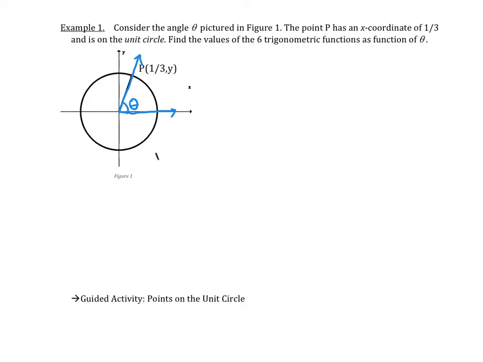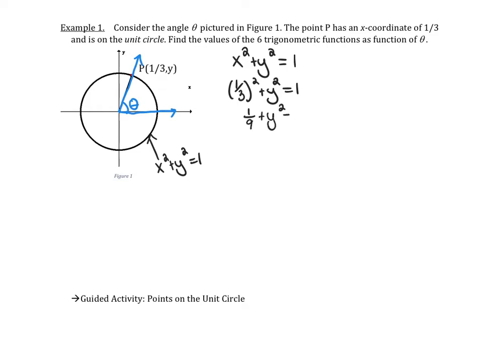We know that the equation of this circle, every point on this circle, follows the relationship x squared plus y squared equals 1. That's just the Pythagorean theorem applied to points on the circle. We know the x is 1/3, but we don't know the y. So 1/3 squared plus y squared equals 1, or 1/9 plus y squared equals 1, or y squared equals 8/9. If I want to get the y by itself, I need to take the square root, but whenever I do that, I take the plus and minus square root.